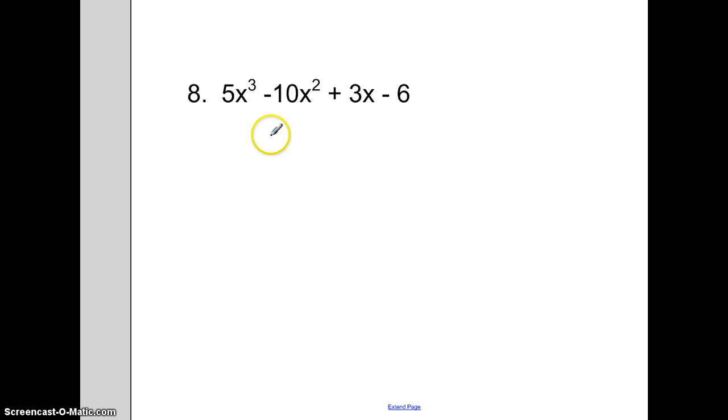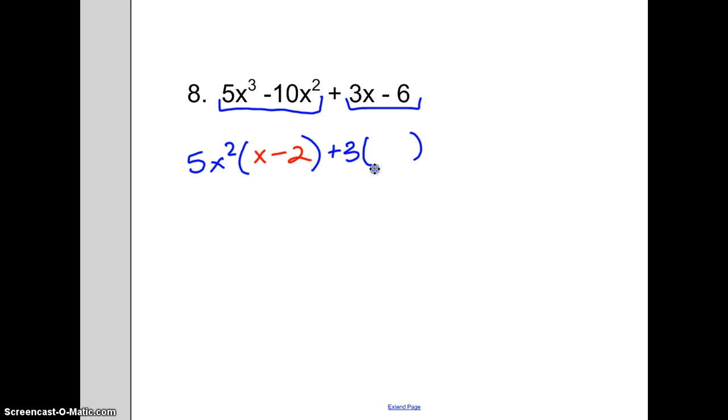Number 8, looking at the first 2 terms, we can take out a 5x squared. That's going to leave x minus 2 in parentheses. And in the second group, we can take out a 3, and that also leaves an x minus 2. So now we factor out the x minus 2, and that's going to leave you with the 5x squared plus 3 in the other set of parentheses.